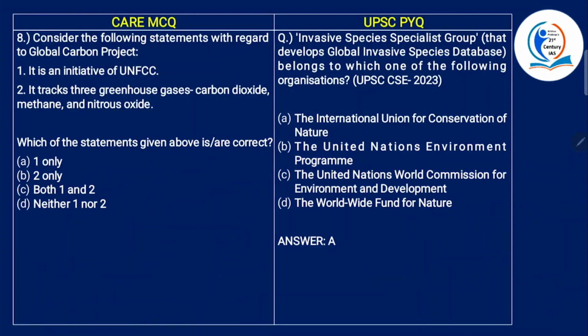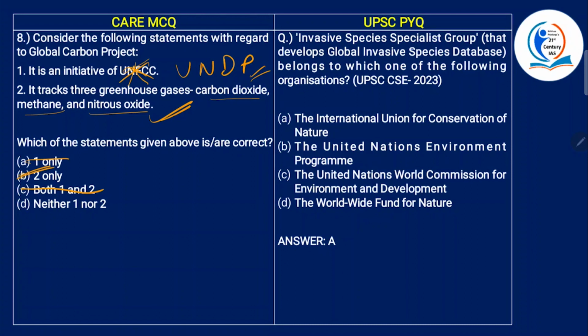Now we'll get into the MCQ. Consider the following statements with regard to global carbon project. It is an initiative of UNFCCC. No, this is UNDP administered. So 1 is gone, C is gone. It tracks 3 greenhouse gases: carbon dioxide, methane, and nitrous oxide. Yes, we have seen, no? So B is the answer.